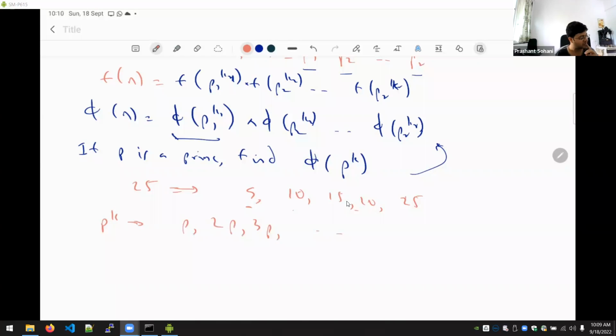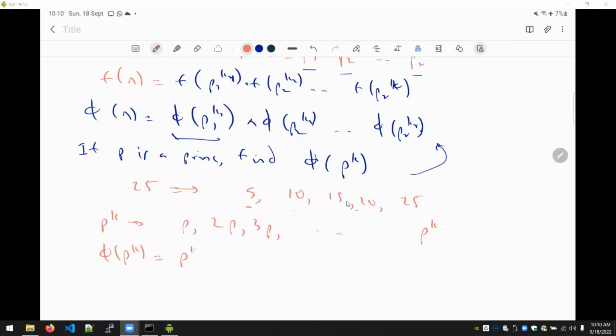Okay, so then how many such terms will we have? And the last term is of course p raised to k in this series. So p raised to k minus 1. P raised to k minus 1, correct. So therefore, what will be phi of p raised to k? P raised to k minus p raised to k minus 1.